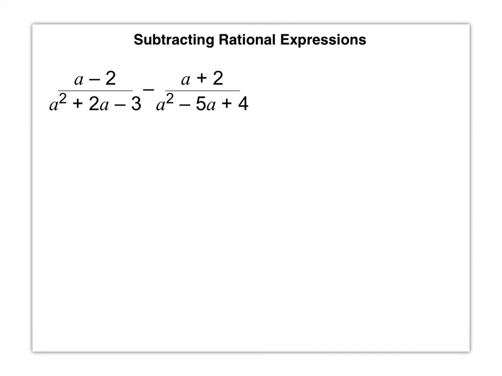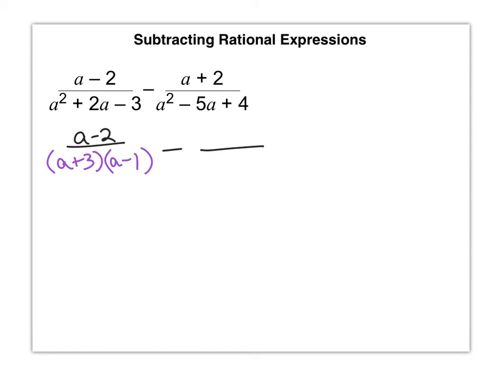All right, for this example, we are subtracting rational expressions. We do need to make sure we have a least common denominator, but before we find that least common denominator, we need to factor each of the original denominators. The first fraction has a minus 2 in the numerator, and in the denominator, if we factor this simple trinomial, the factors of -3 that will add up to positive 2 would be a plus 3 and a minus 1.